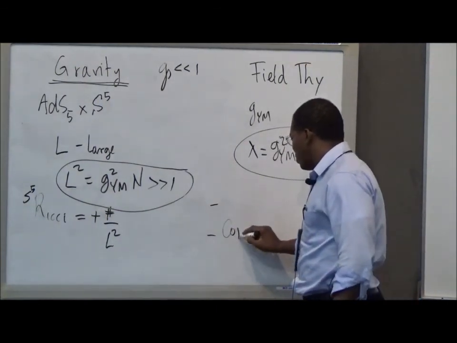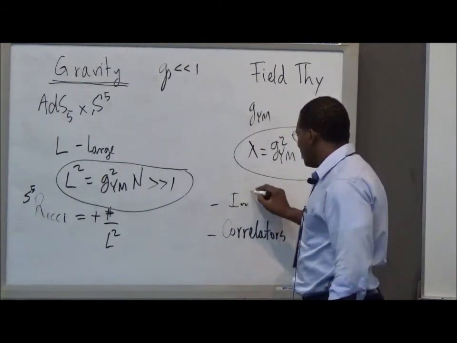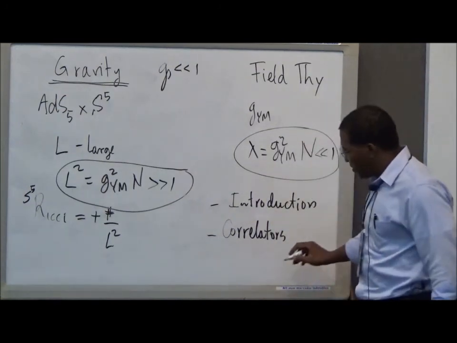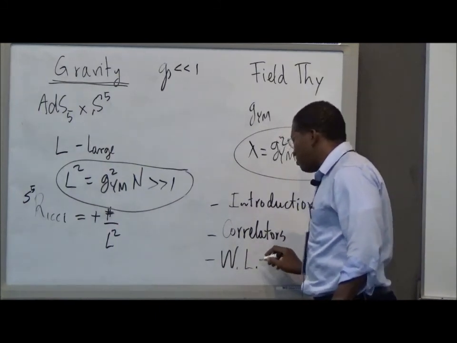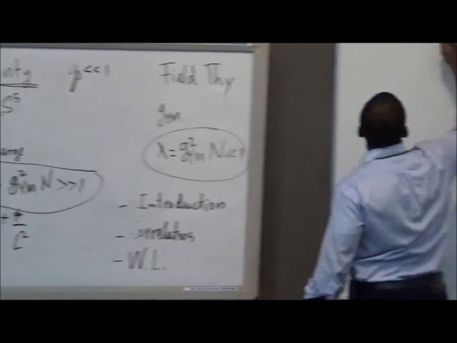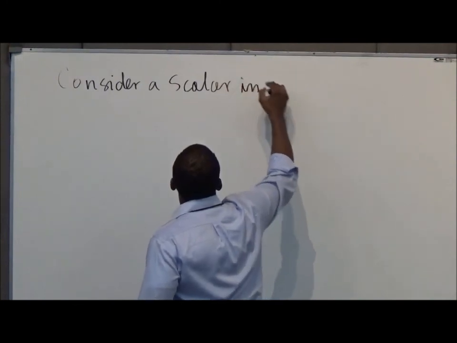One thing I want to show you is how to compute correlators. So this is still introduction. Then I want a formula for correlators, and then I want to talk about a simple Wilson loop, but I want to introduce that one if I can today. So that's the plan for now. Okay, so let's consider a scalar in AdS5.